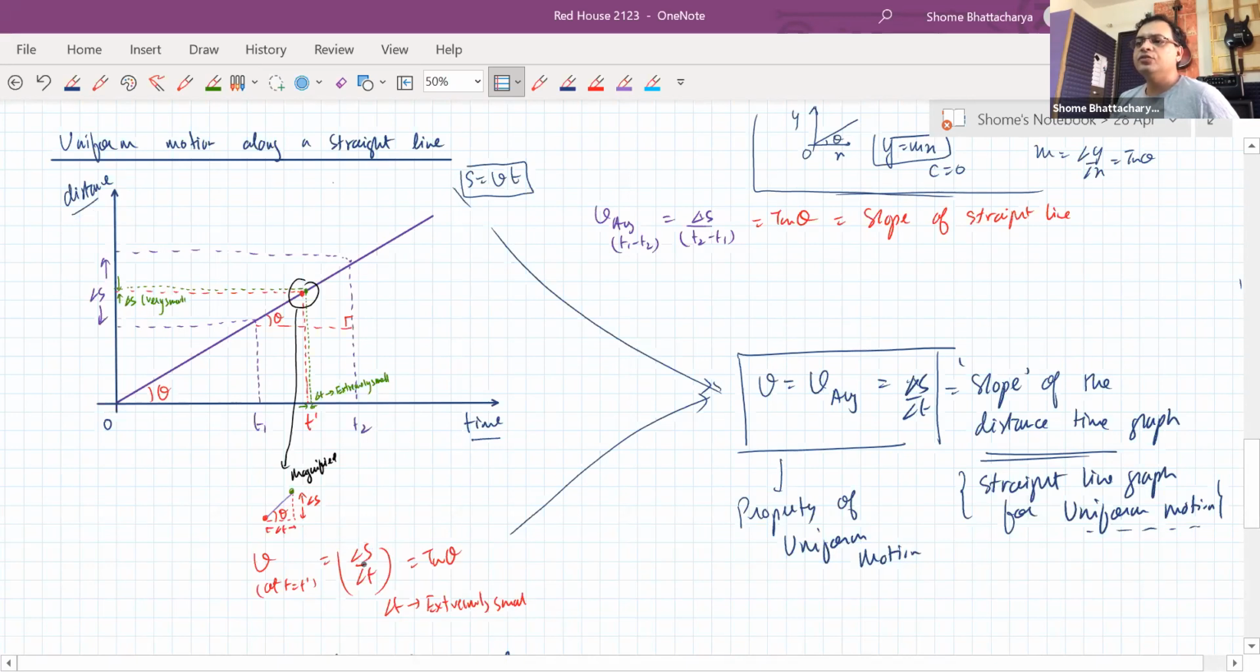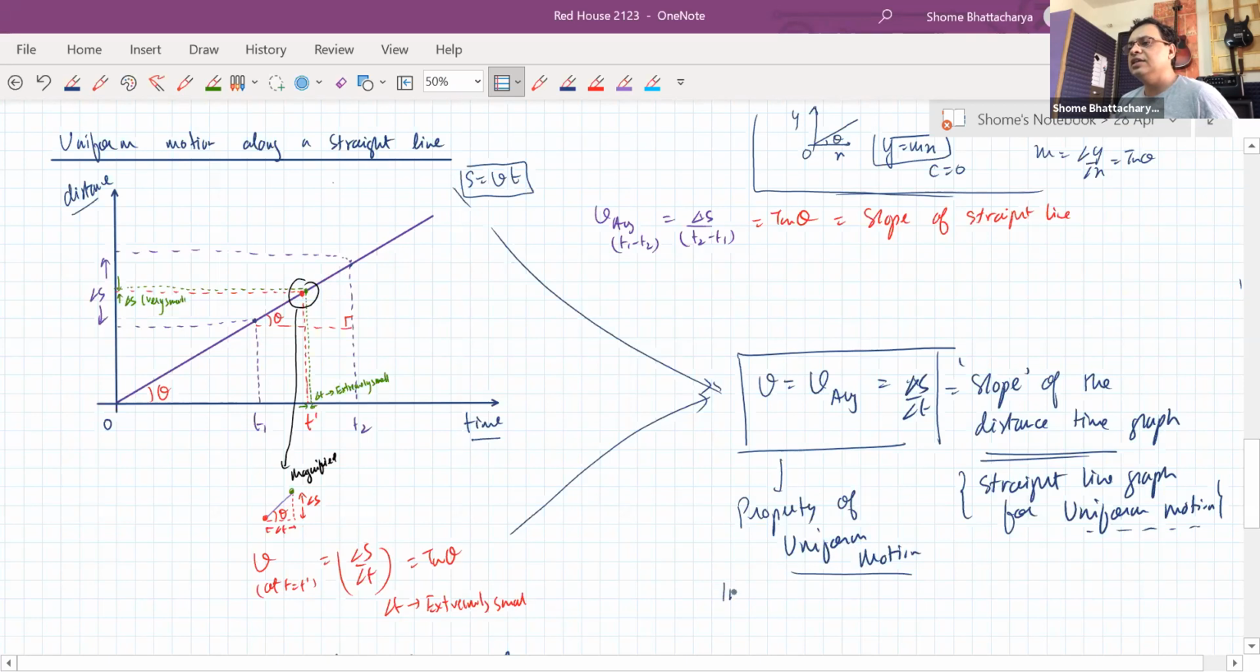So what it says is that the rate of change of distance with respect to time is uniform for all intervals. But not only is it uniform for all intervals, if I calculate this rate of change for a very, very small interval, that means I'm calculating the instantaneous rate of change. That instantaneous rate of change will also have the same value, which is the slope of the same straight line, as the average rate of change between two different times, t1 and t2, or for an interval of time. So that is the property of uniform motion.